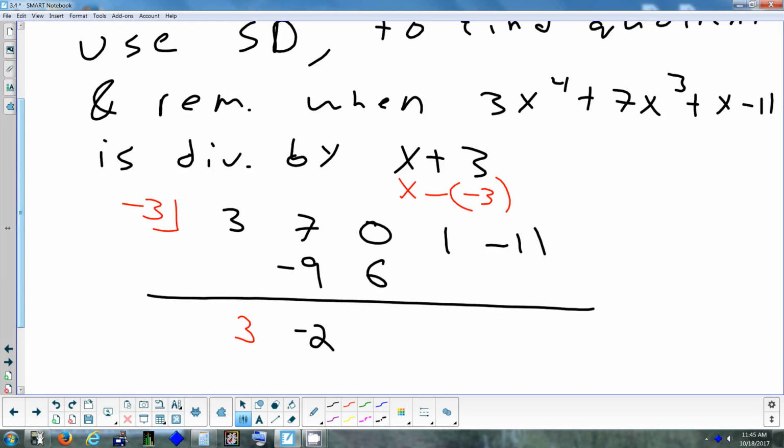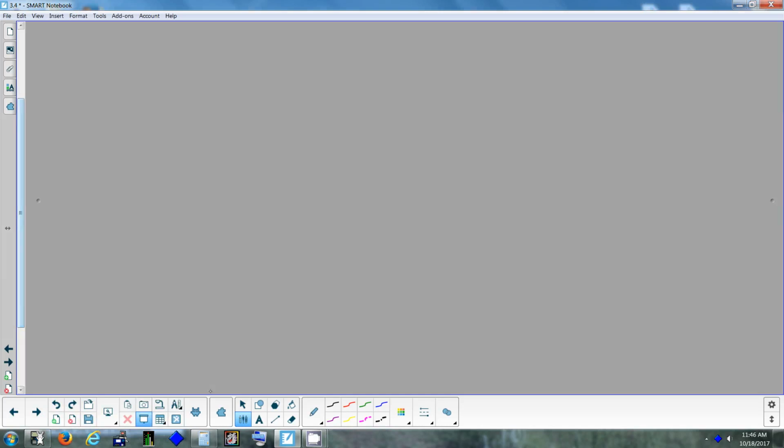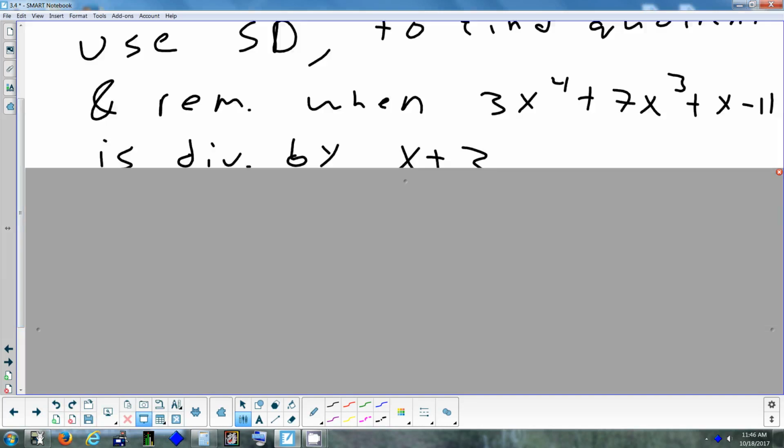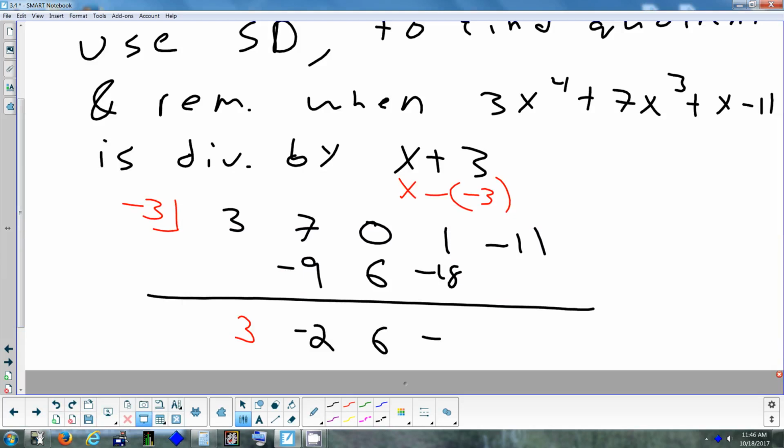positive 6, so you're good. 6. That gives you 6. Negative 18. Negative 17. 51. And then plus negative 11. Oh, it's negative 11? Yeah, the last one was negative.